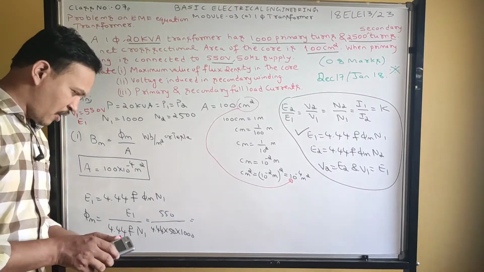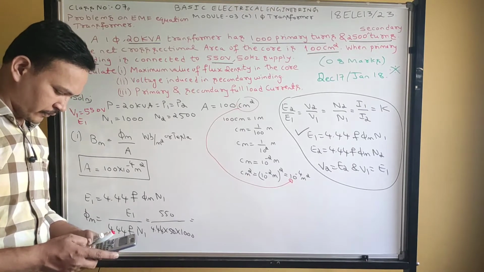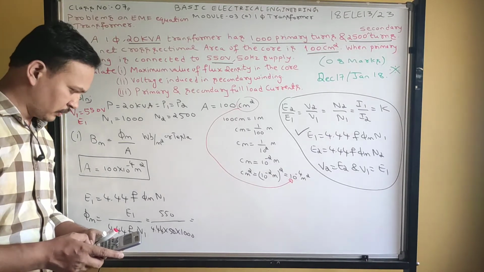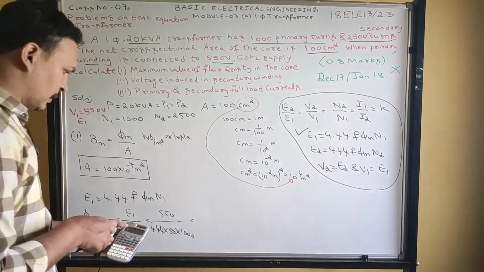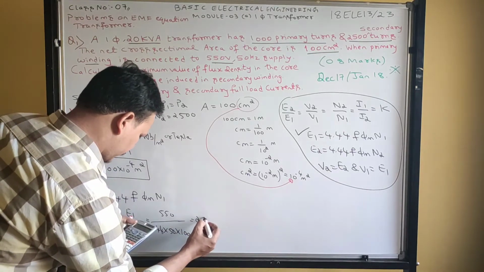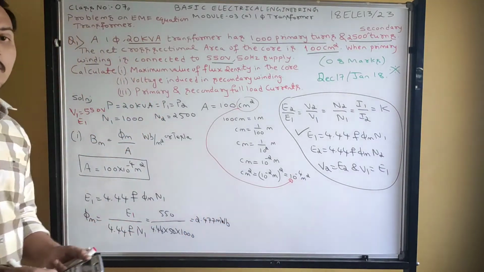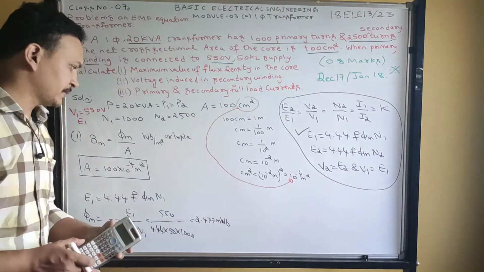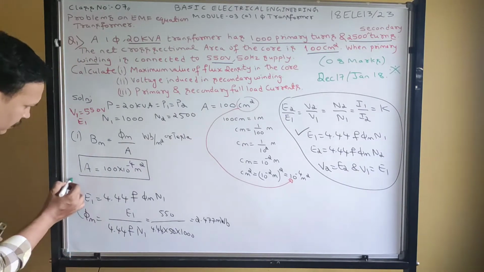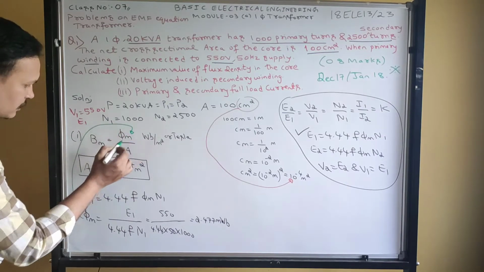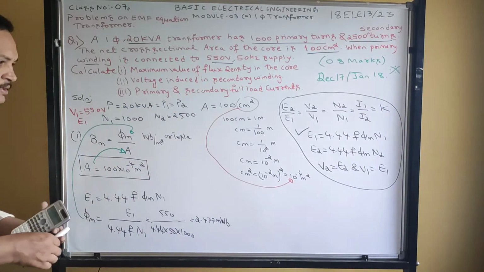Now take the calculator. How much will you get? 550 divided by 4.44 into 50 into 1000. By doing that, I got the flux value of 2.477 milliweber. Now take this flux value and substitute it in this equation, and substitute the area, then calculate the maximum flux density.